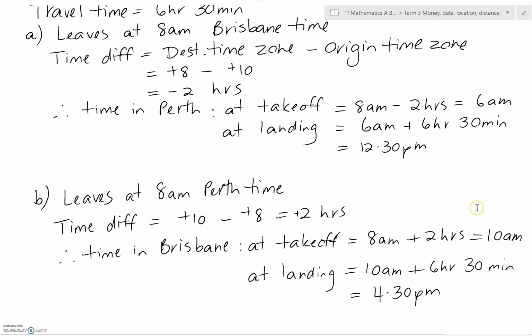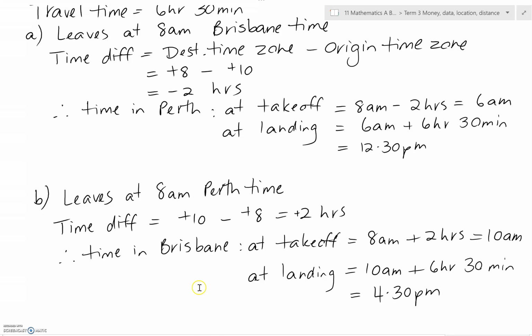So the process here that I've used is exactly the same. What is the time in Brisbane when we took off? If it was 8 a.m. in Perth and Brisbane is 2 hours ahead, add the 2 on, so it would have been 10 a.m. in Brisbane. Therefore, the landing time is that 10 a.m. plus 6 hours and 30 minutes travel time, 4:30 p.m.